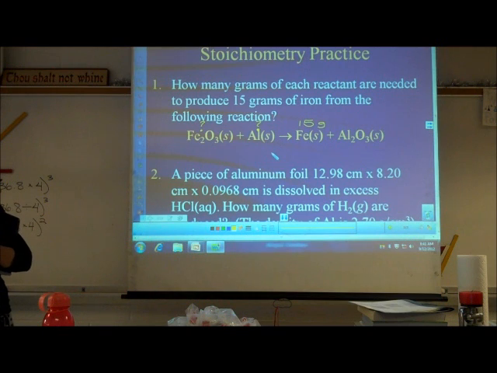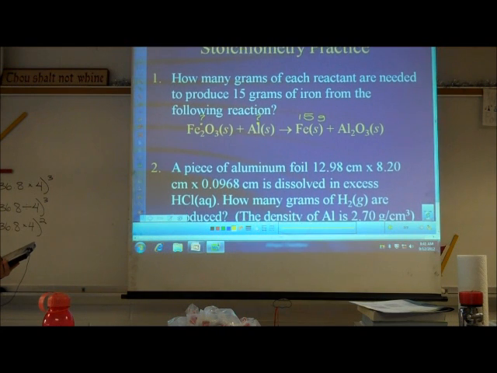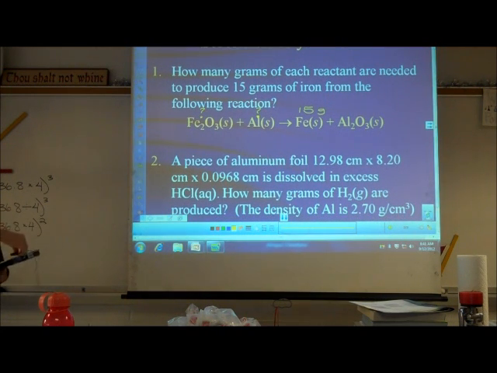So this is just some practice with stoichiometry. If you finish number one and you're feeling pretty confident, go on to number two. Number two is a little bit more challenging, but I think you can do it. Try it out.